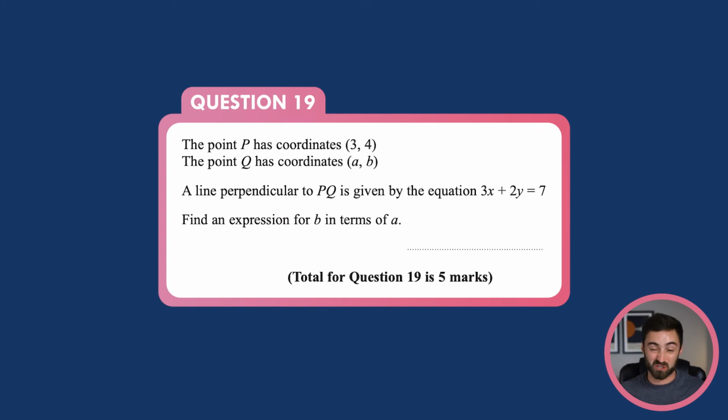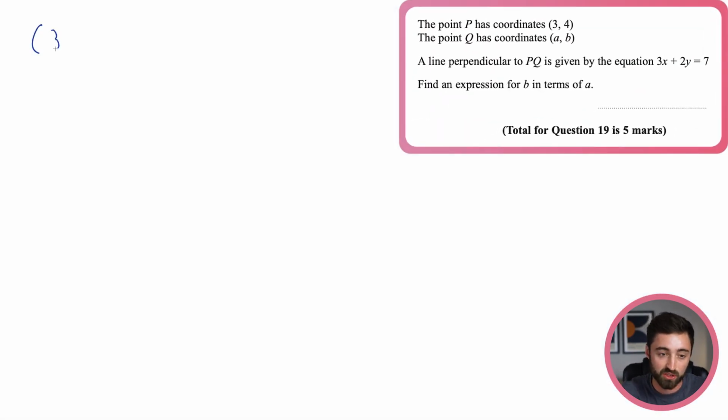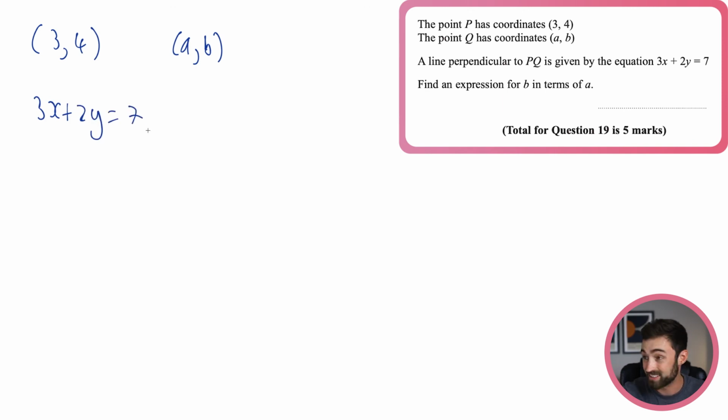So this question looks pretty grim, to be honest. It says the point P has coordinates 3, 4, Q has coordinates A, B. Let's get a bit of this down, right? So I've got 3, 4, and A, B, obviously unknowns. A line perpendicular to PQ is given by the equation 3x plus 2y equals 7. Find an expression for B in terms of A.